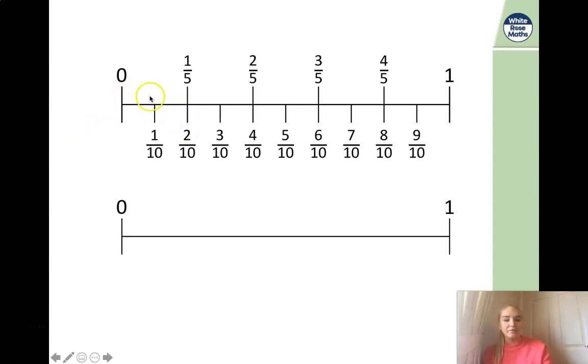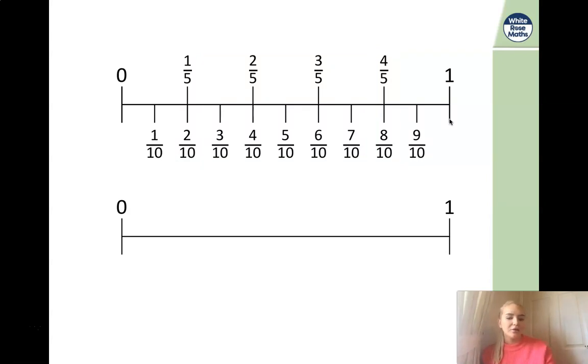And I can see that my first part is worth 1/10, 2/10, 3/10, and so on until I get to 9/10, because 10/10 would be 1. Can you find any equivalent fractions from this number line? Pause the video and have a think. Did you work out that 1/5 is equivalent to 2/10? Or perhaps you worked out that 4/5 was equivalent to 8/10.